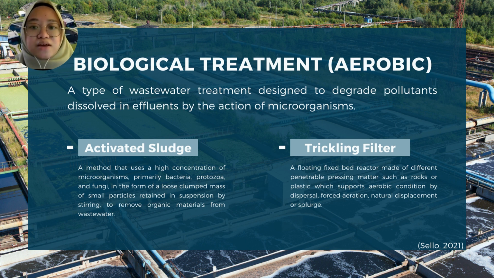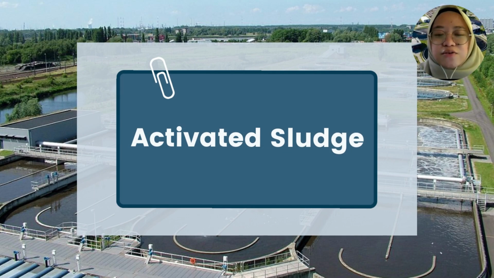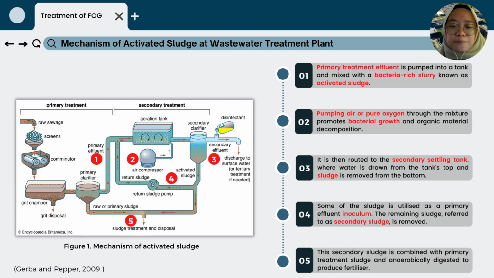Meanwhile, trickling filter is a fixed bed reactor made of different penetrable media such as rocks or plastic, which supports aerobic conditions by disposal, forced aeration, or natural displacement. Let us move on to the first treatment, which is the activated sludge. So here are the steps and mechanism of activated sludge at a wastewater treatment plant.